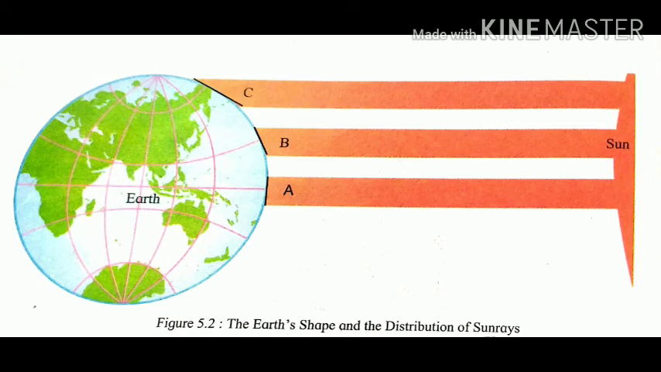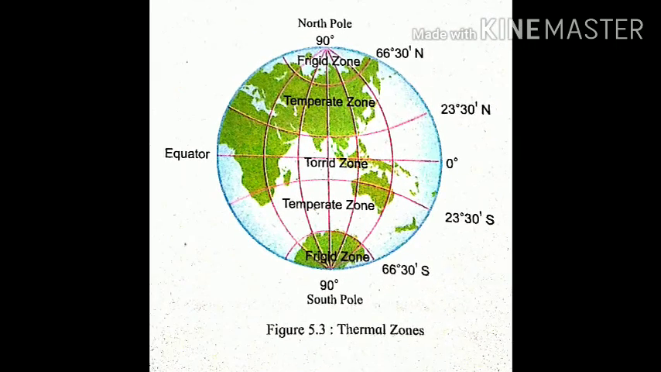Let us understand this with the help of the figure. This is the uneven distribution of temperature into torrid, temperate and frigid zones shown in figure 5.3. This division is also called thermal zones. At the equator, 0 degree, it is called the torrid zone because it receives perpendicular sun rays and the temperature in this region is very high.